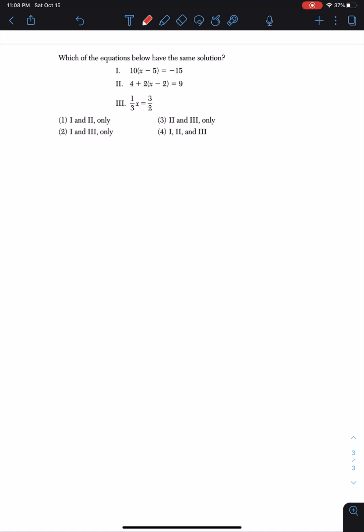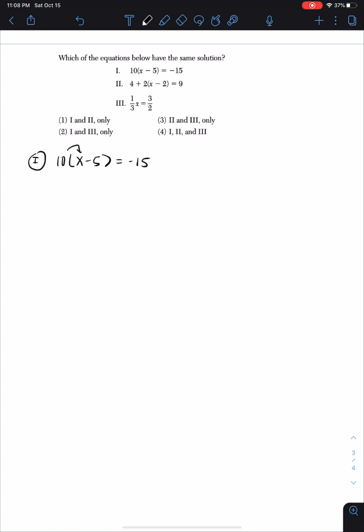So the only equation that I really think has multiple options is number 3. So I'll show you 2 options for that, even though I know there's more than 2 ways to do it. But for equations 1 and 2, it seems like there's really only one type of strategy or method to use. So for equation 1, we have 10 times x minus 5 is equal to negative 15.